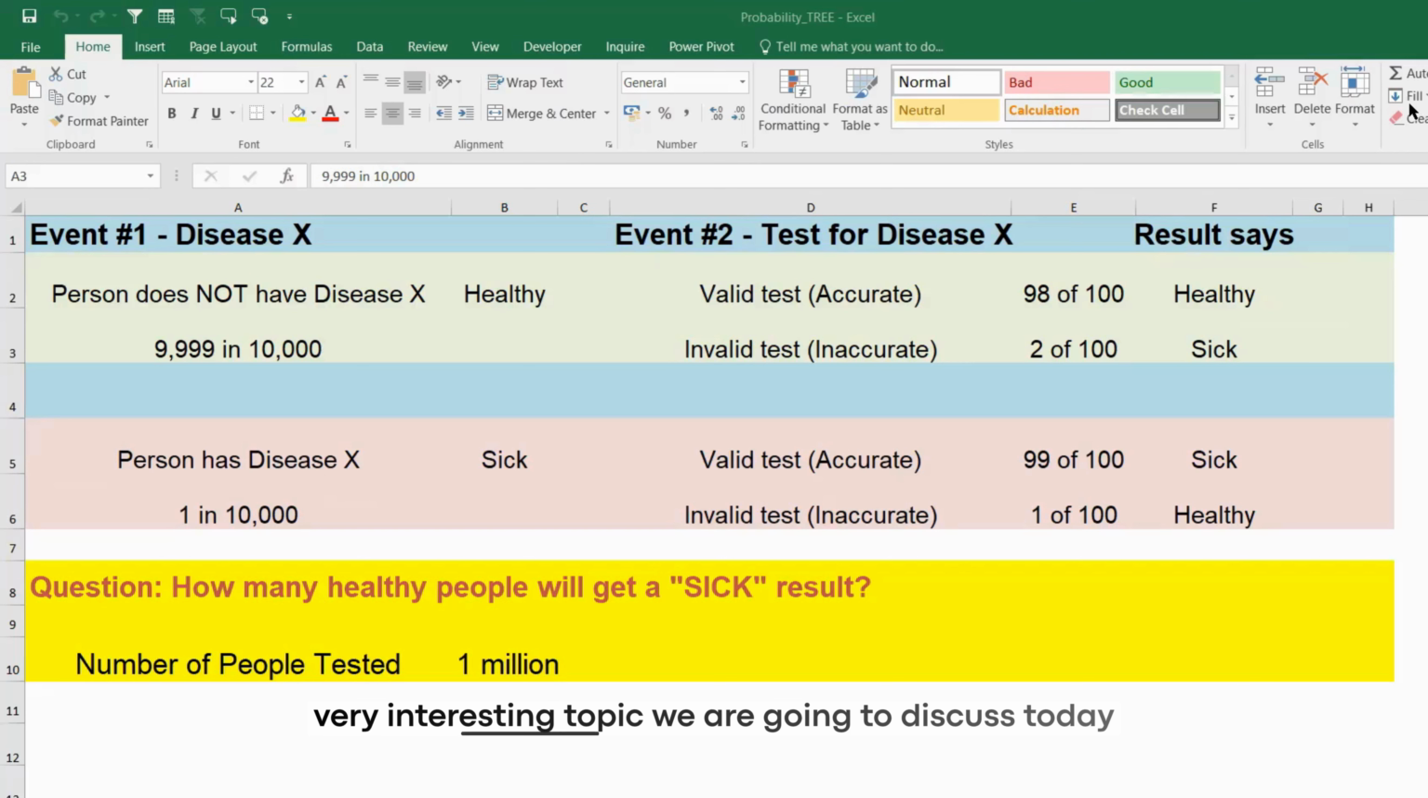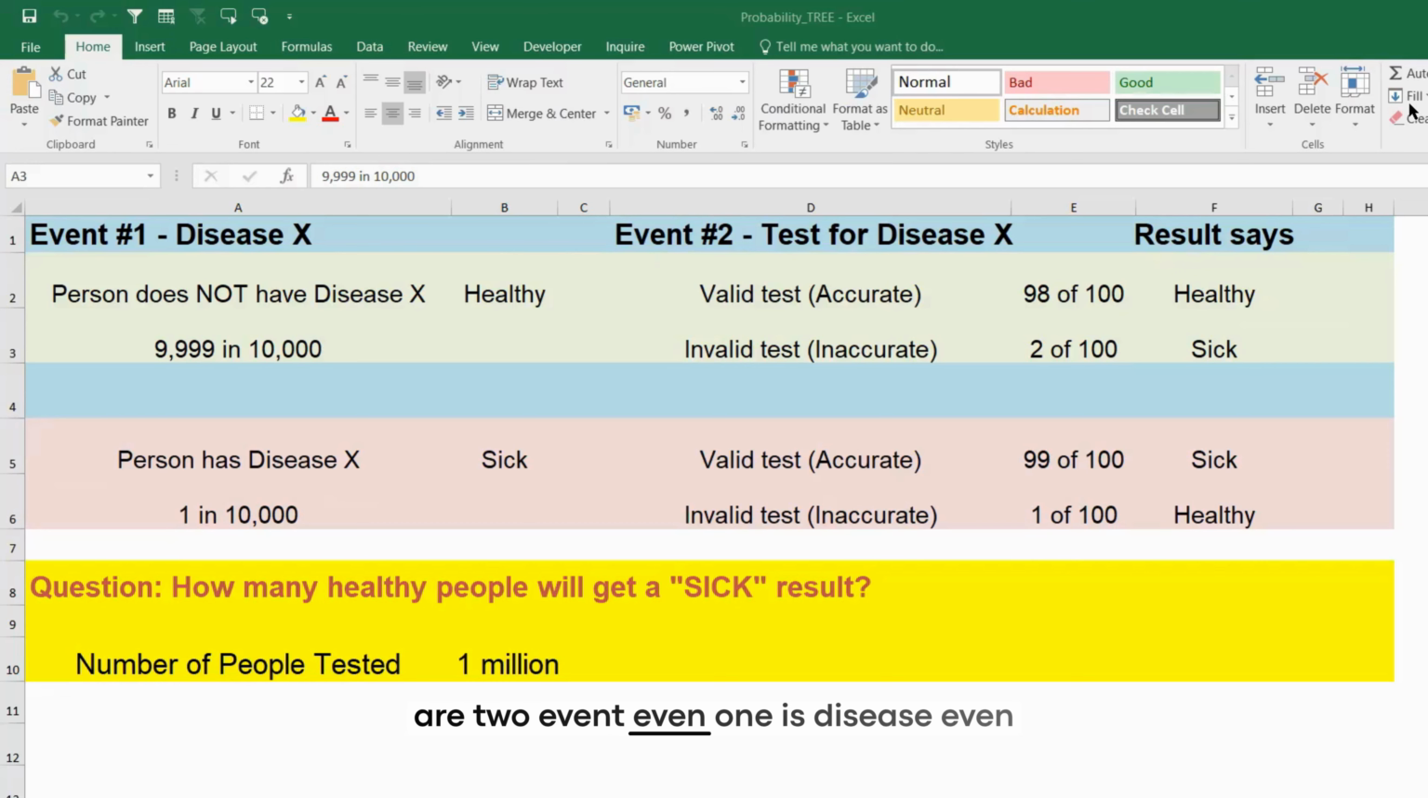Very interesting topic we are going to discuss today. Tree diagram, which you might have heard very often, but let me stretch a line and say that tree diagrams can also be helpful in solving complex mathematical problems, right? So we're going to take a look at this scenario. The scenario is like a probability test.